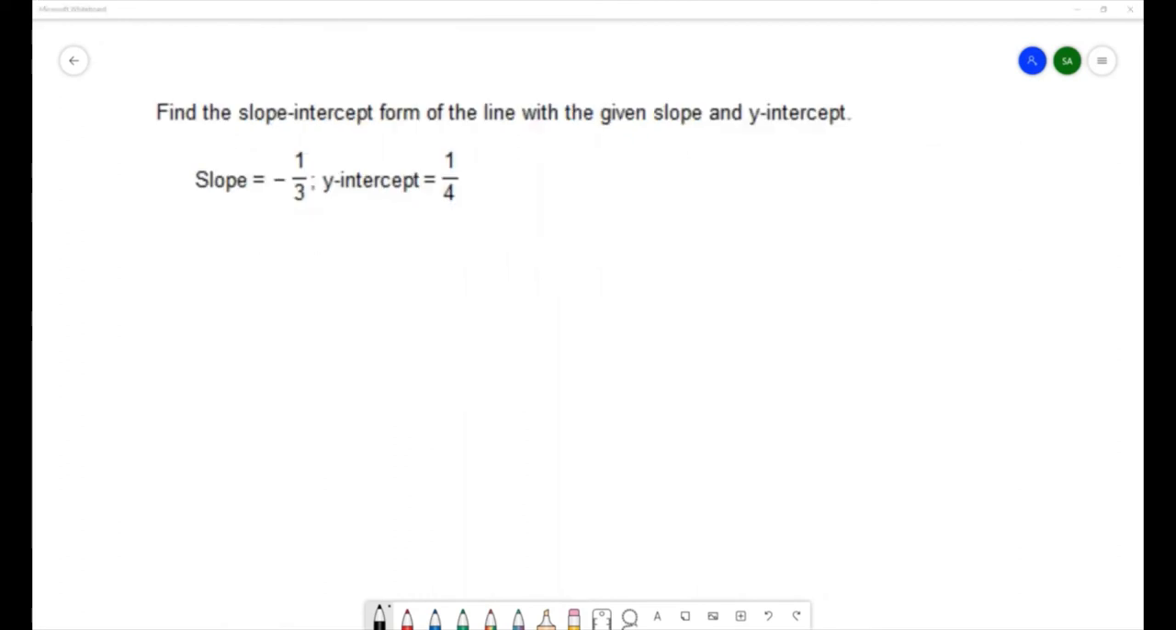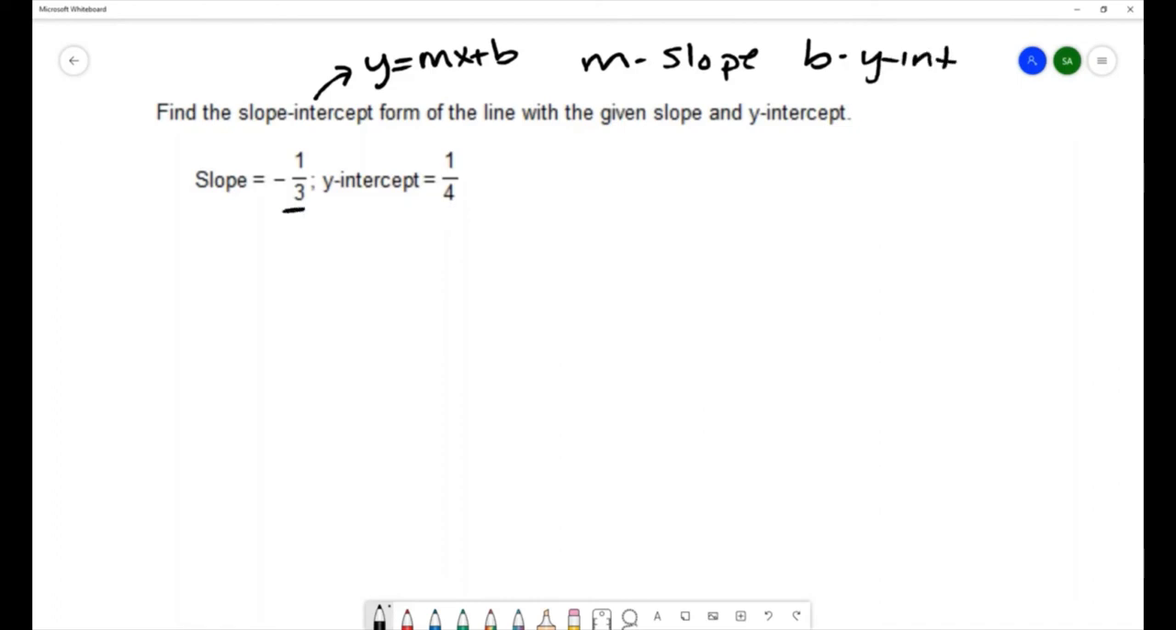Okay, in this example it says, find the slope-intercept form for a line with the given slope and y-intercept. So the slope-intercept form is y equals mx plus b, where m stands for the slope and b is the y-intercept. So this example gives us the slope, which we'll substitute in for m. Our slope is negative 1/3. And it gives us the y-intercept, which we'll substitute in for b, a y-intercept of 1/4.